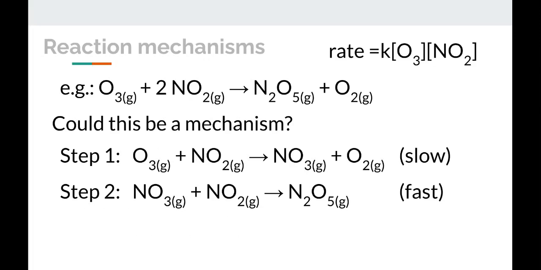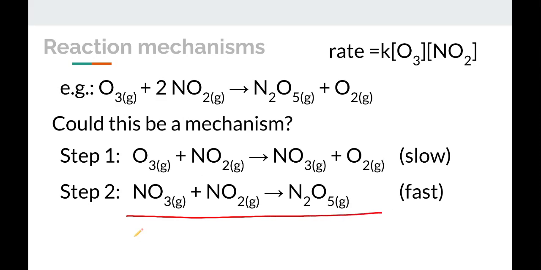Okay, so for this O3 plus 2NO2 reaction that we saw before, we know that it's first order in O3 and it's first order in NO2. So here's a proposed mechanism. So remember, these are both elementary processes, step 1 and step 2, in which we could produce this possible outcome. So to answer the question, could this be a mechanism, the first thing we want to do is make sure that the steps add up to the overall reaction.